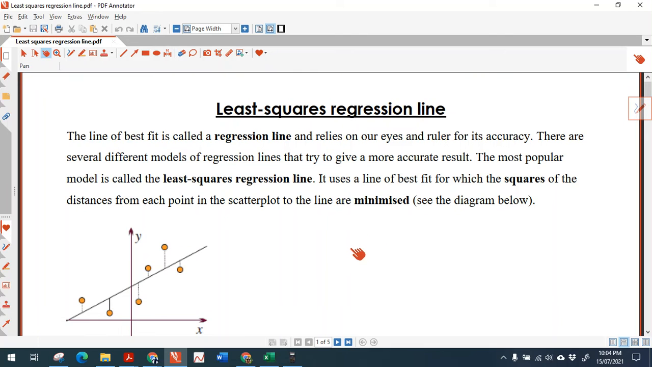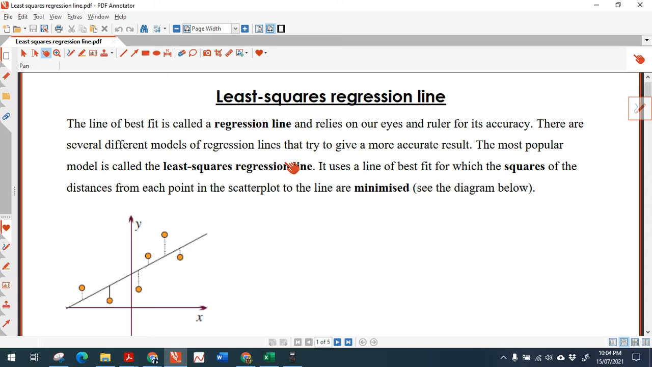Okay, boys, we're going to look at the least squares regression line. This is our last lesson for the Year 12 Advanced course. Now, we've done the line of best fit, and we did that by using a ruler and drawing a line so that approximately half the points were above and half the points were below. Now, that's using our eye for accuracy.